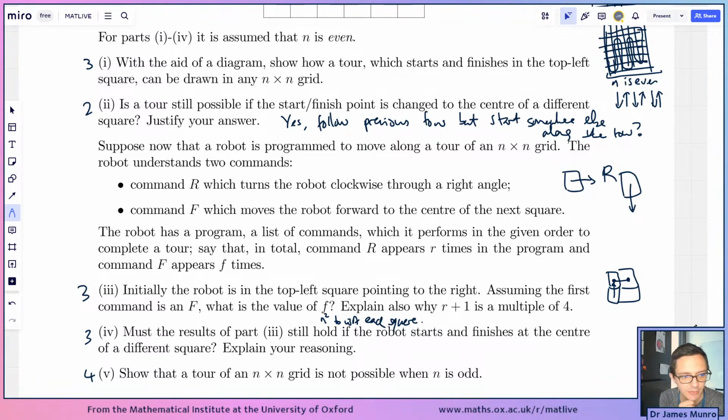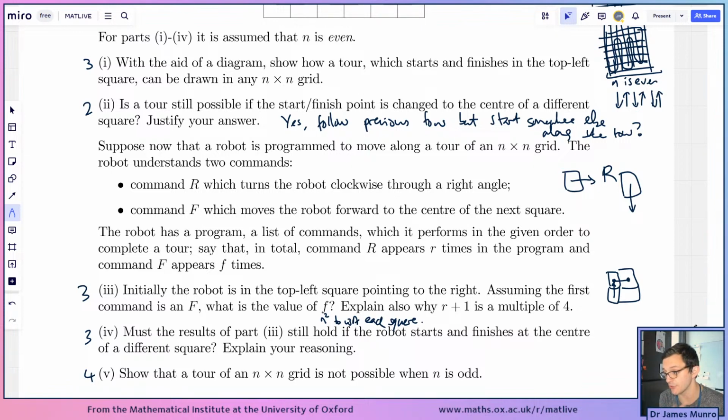Chat, help. Yeah, so I initially thought n squared minus 1 as well, chat. Someone in chat is saying n squared minus 1. It's Andrew. Hi, Andrew. I initially thought n squared minus 1 as well.